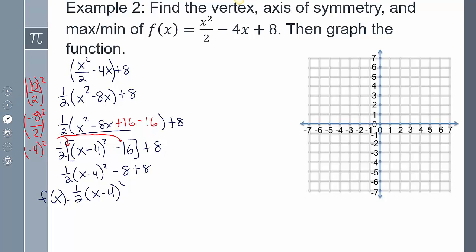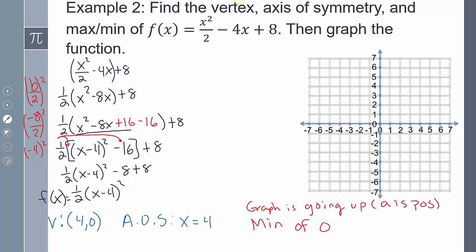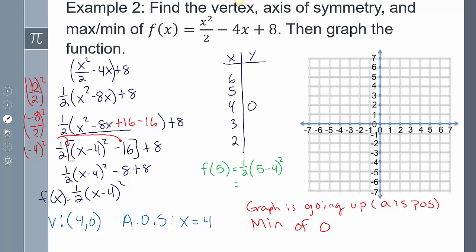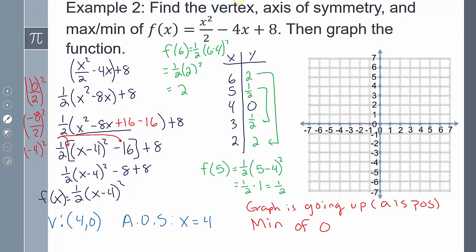So now finding the vertex, I don't have a k, it's 0, so it's going to be 4, 0. My axis of symmetry is x equals h, so it's x equals 4. And then the max and min, well, it's facing up again, so I know it's going to be a minimum, and there's no k here, so it's going to be a minimum of 0. So now graphing it, we already know how to do. If I plot my vertex at 4, 0, and then pick smaller values and greater values, and this is just the work finding all the different values for that. And so once you have it, you can go through and plot it, and then you get your graph.